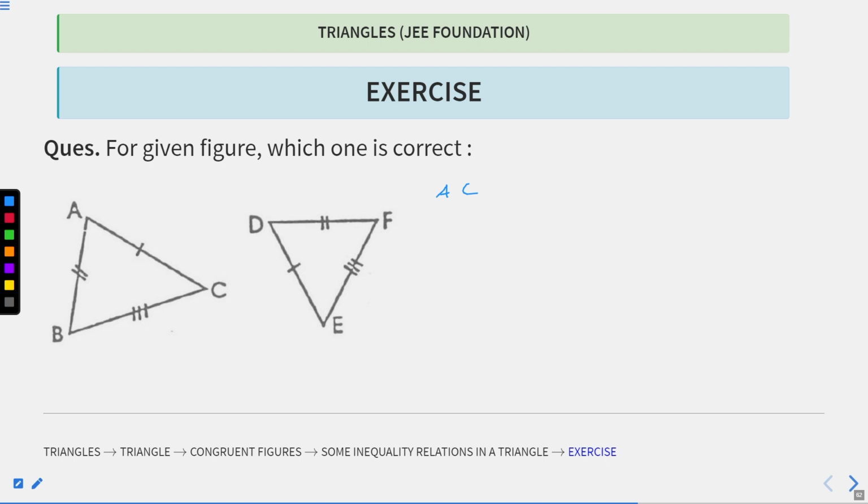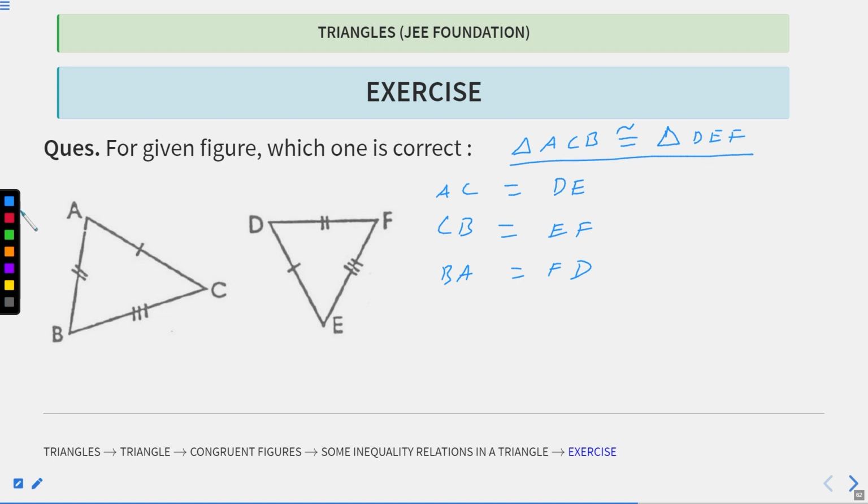We say in a correct manner that the corresponding sides are equal to each other: AC is equal to DE, and CB is equal to EF, and BA is equal to FD. So from this you can name it: triangle ACB is congruent to triangle DEF. One way is this.